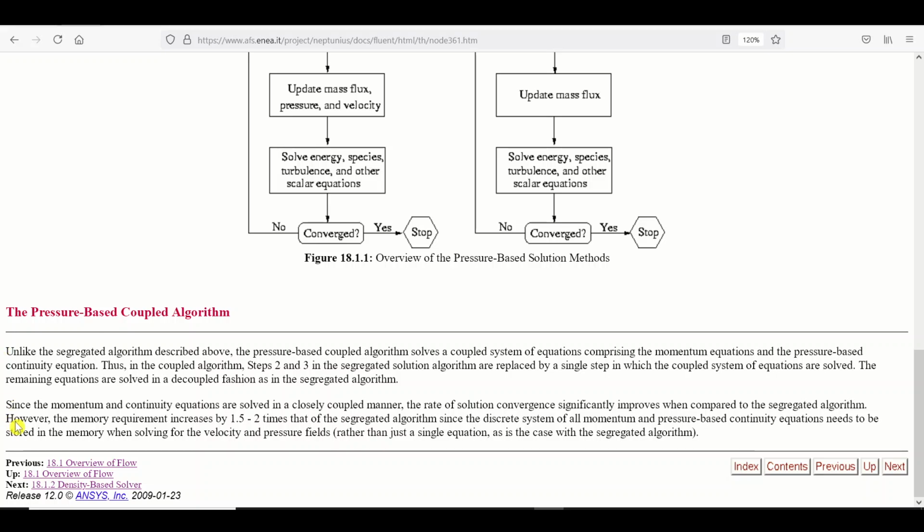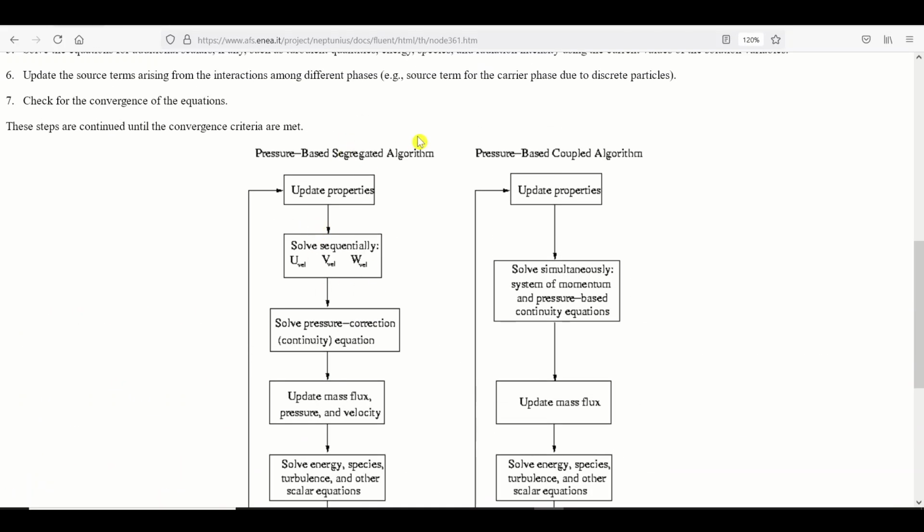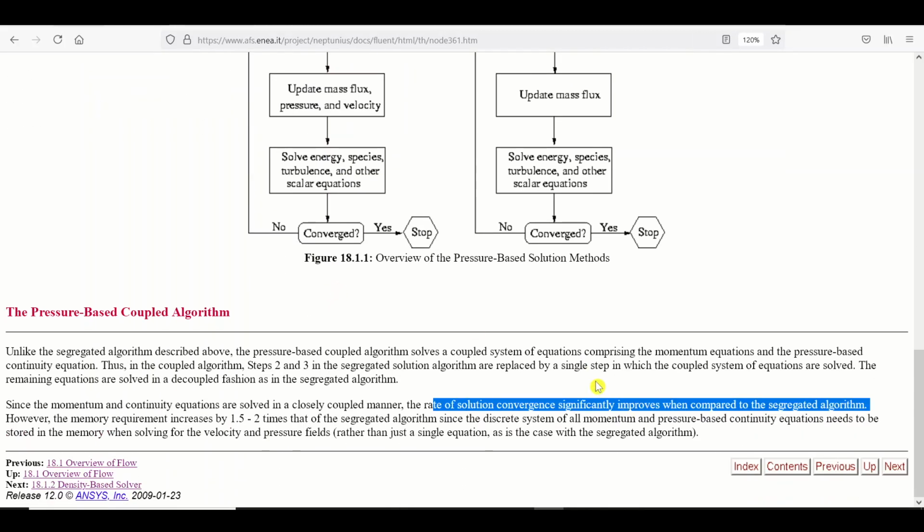Now let us continue to the next paragraph. It is written over here that since the momentum and continuity equations are solved in a closely coupled manner, the rate of solution convergence significantly improves when compared to the segregated algorithm. I mentioned to you that the convergence time for the segregated algorithm is a little bit higher because we are solving the equations in a segregated way. That means we are solving them one after another, right? So this requires a lot of time for us, and therefore the convergence will happen a bit later. Whereas in the coupled algorithm, since we are solving them together, we are able to achieve convergence quickly.